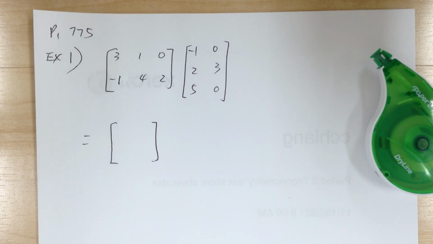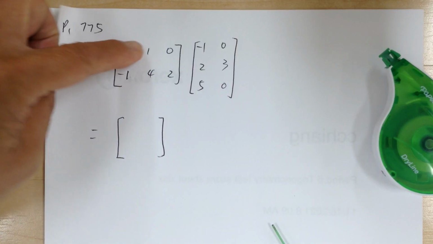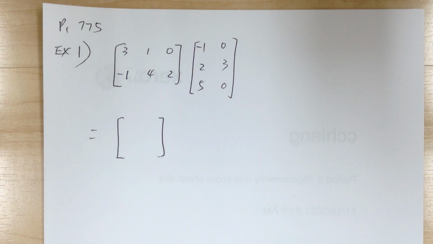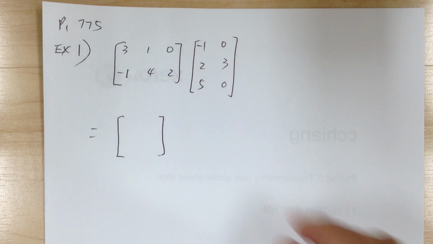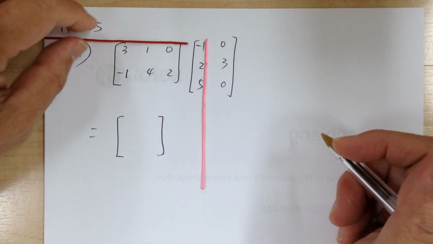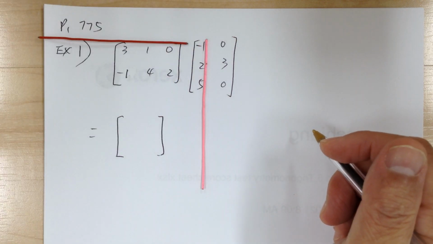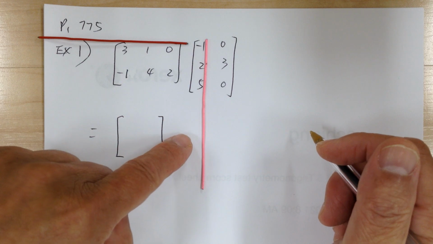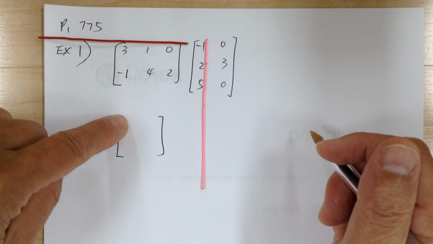When you multiply, you always use a row from the first matrix and a column from the second matrix. So always use row times column. You can only use a row times a column. Now, the first row times the first column, the answer will go to the first row, first column.